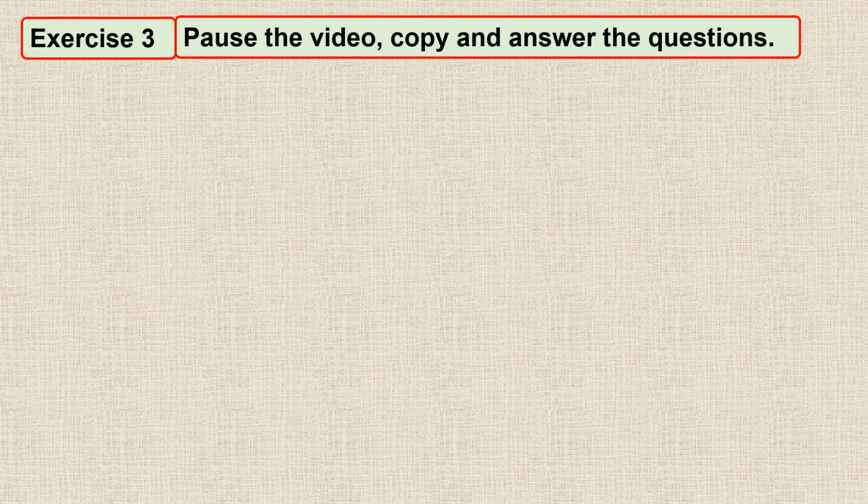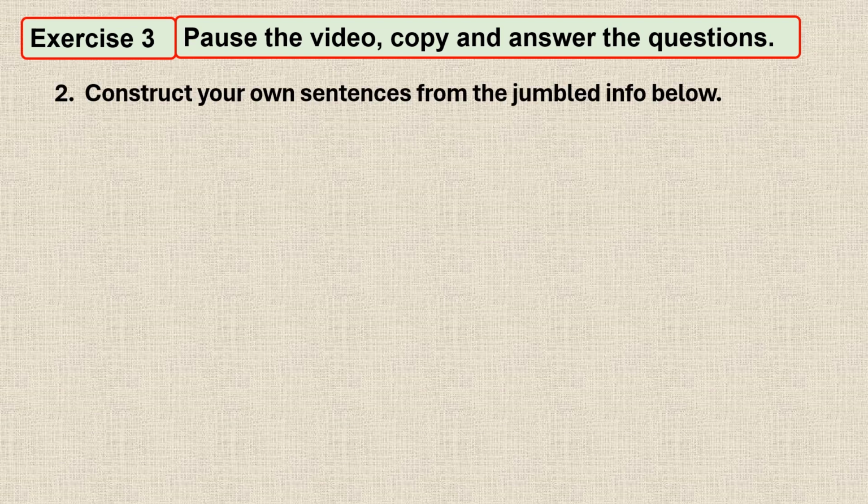Exercise page 3 or slide 3. Pause the video, copy and answer the questions, please, before you go off to the memorandum. 2. Construct your own sentences from the jumbled info below. Now, they're not in the right order. So, A: I, comma, read 50 books, comma, by the end of June.